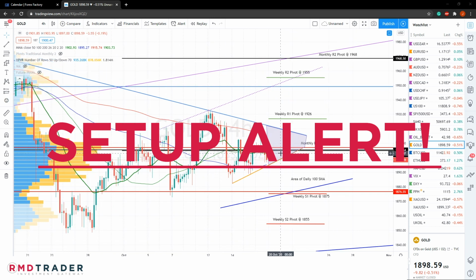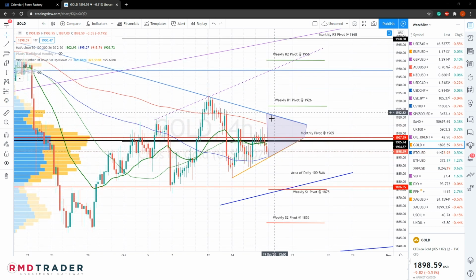And of course, the area that I've highlighted here in purple would be the area to consider for some consolidation as we move into the week. And of course, also to keep an eye out for a break either above or below these diagonal boundaries.